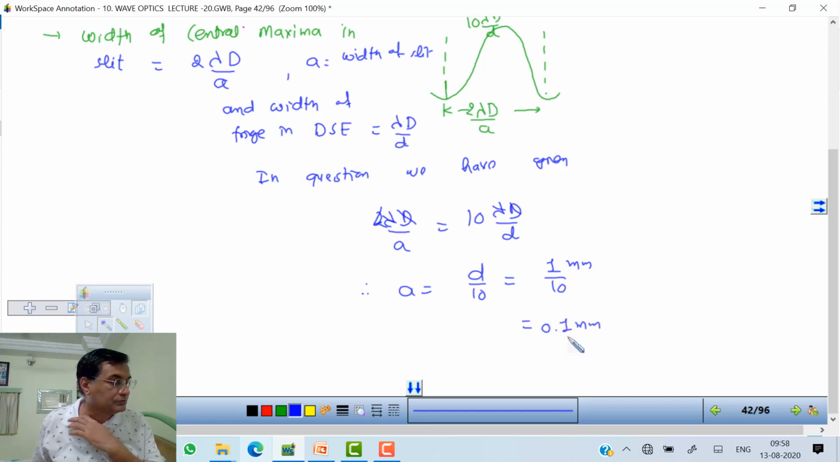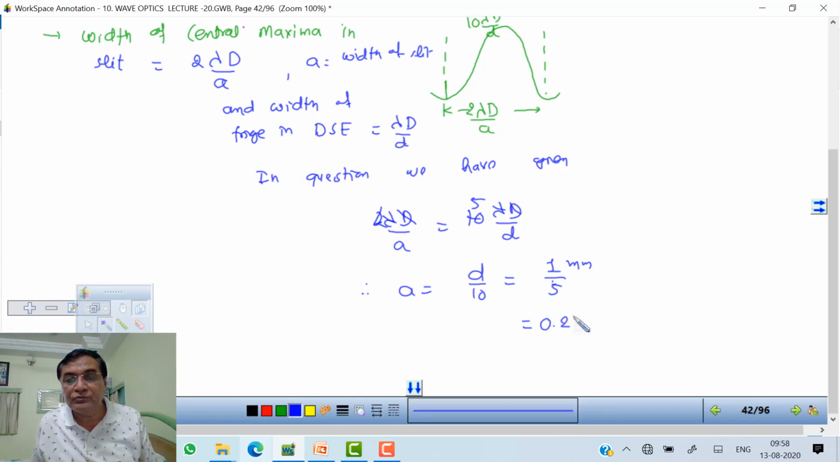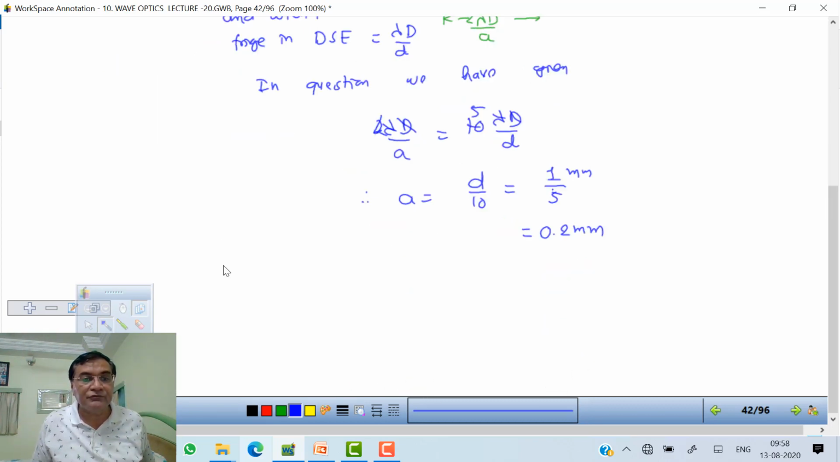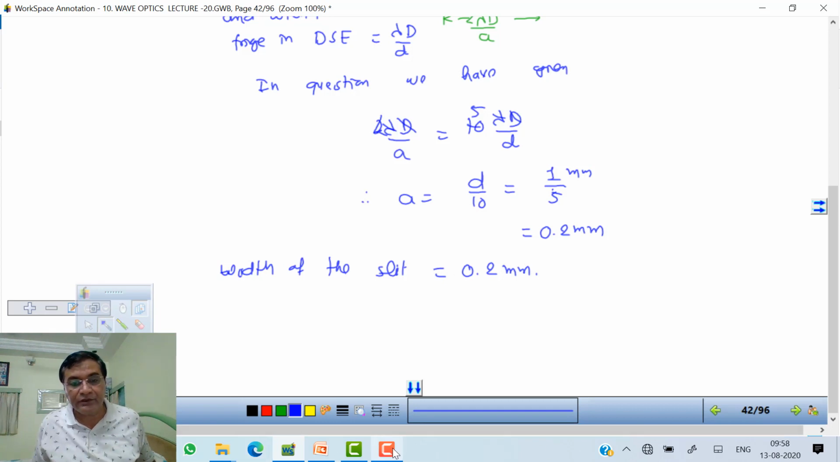Sorry, divided by 5. So it comes out to be 0.2 millimeter. Okay, so this is your answer. So the width of the slit for single slit must be 0.2 millimeter. So width of the slit is equal to 0.2 millimeter. Okay.